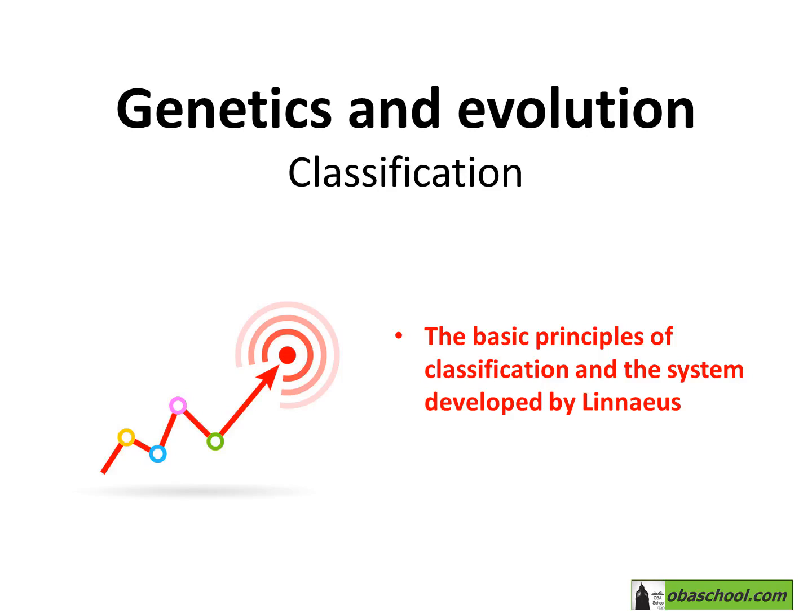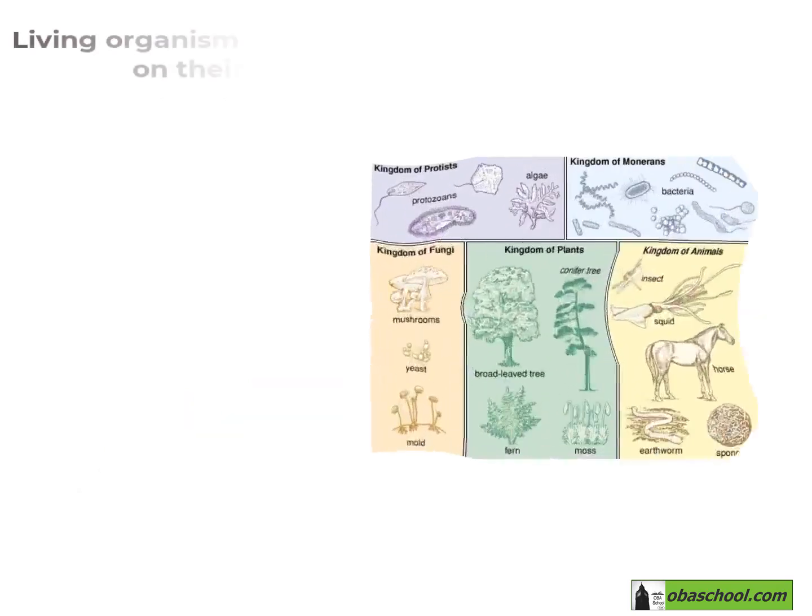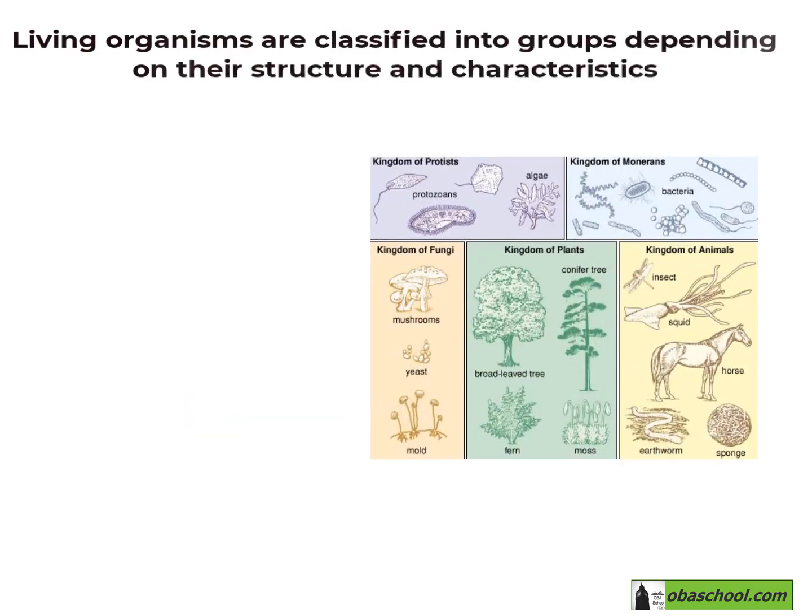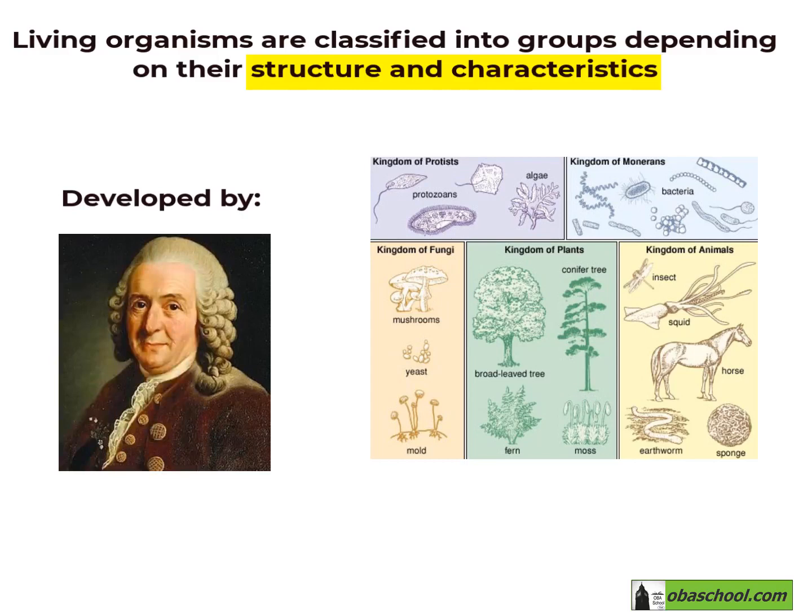In this lesson, we are going to learn the basic principles of classification and the system developed by Linnaeus. Living organisms are classified into groups depending on their structure and characteristics. This system was developed in the 18th century by a plant biologist called Carl Linnaeus. Linnaeus grouped organisms together depending on their structure and characteristics.